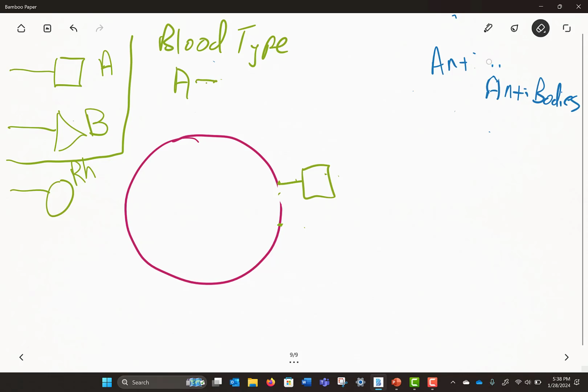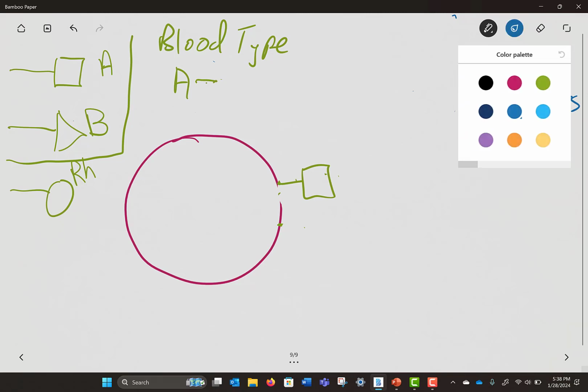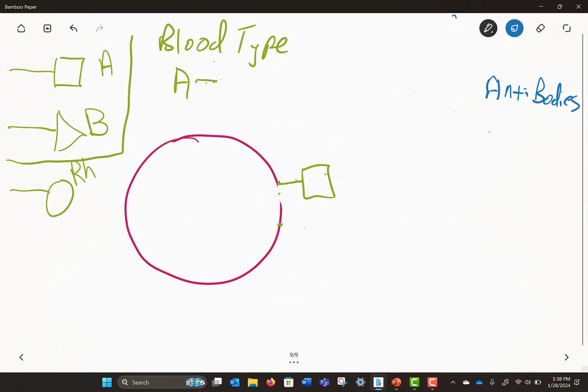Now, let's talk about antibodies in someone with A negative blood. If they have A negative blood, should they ever have A antigens? Yes. So they do not have anti-A antibodies. Should they ever have B antigens? No. So they will have anti-B antibodies. Should they ever have RH factor? No.